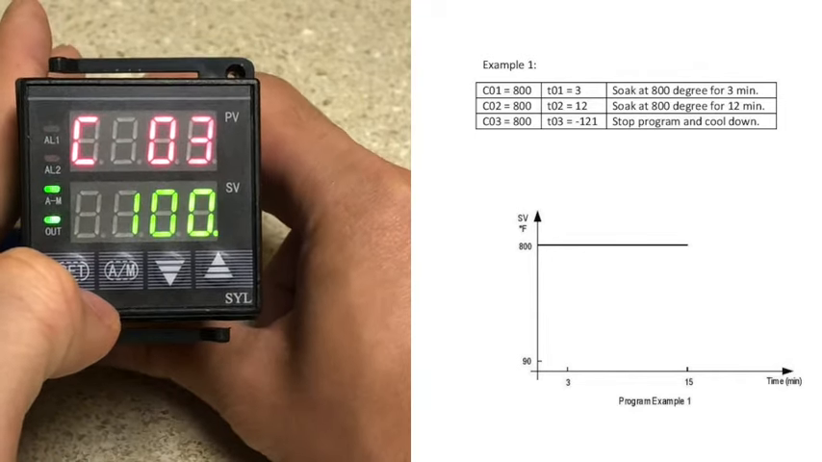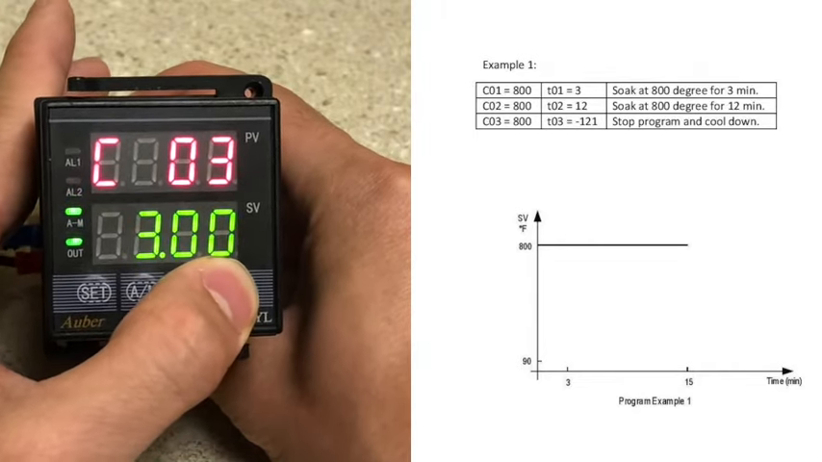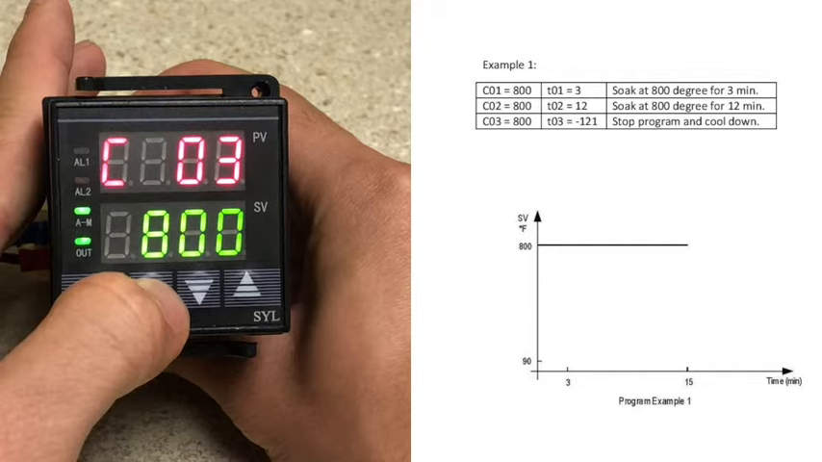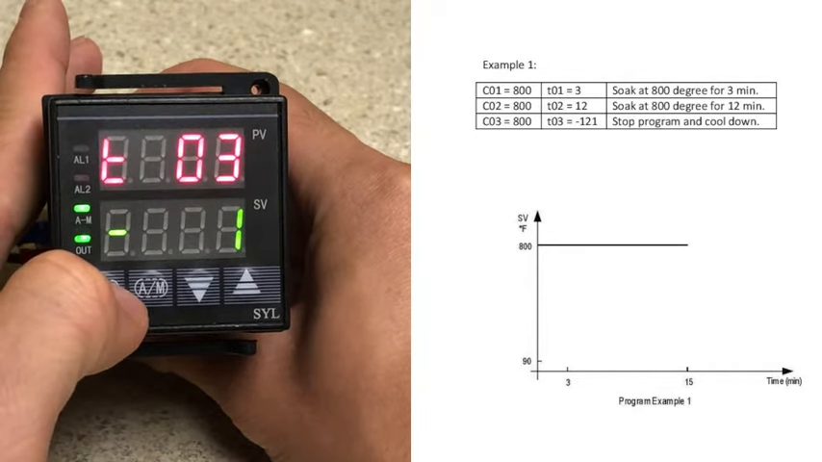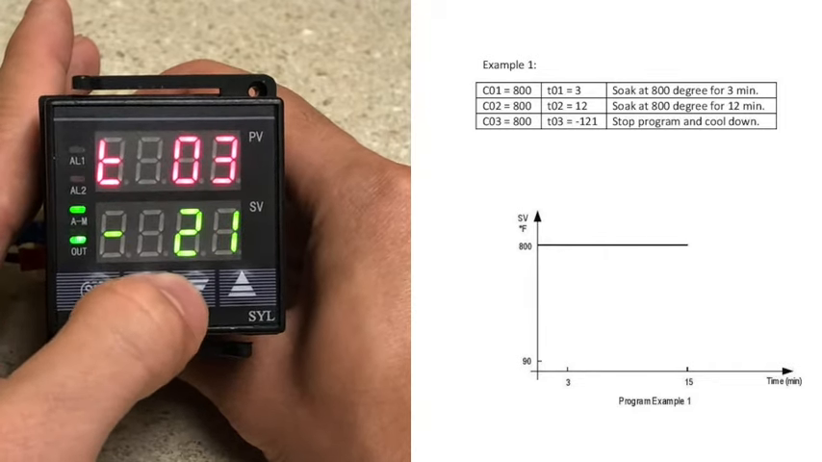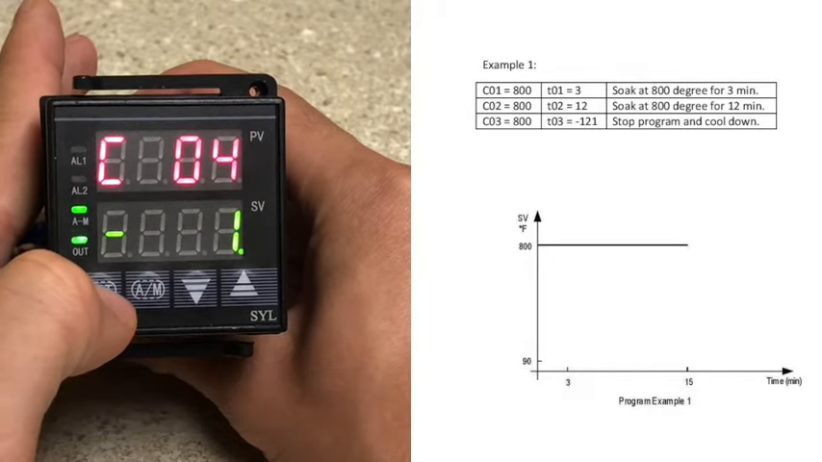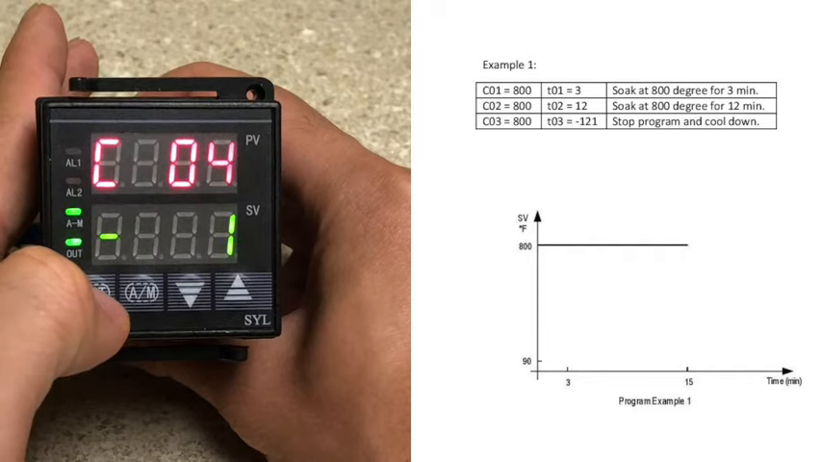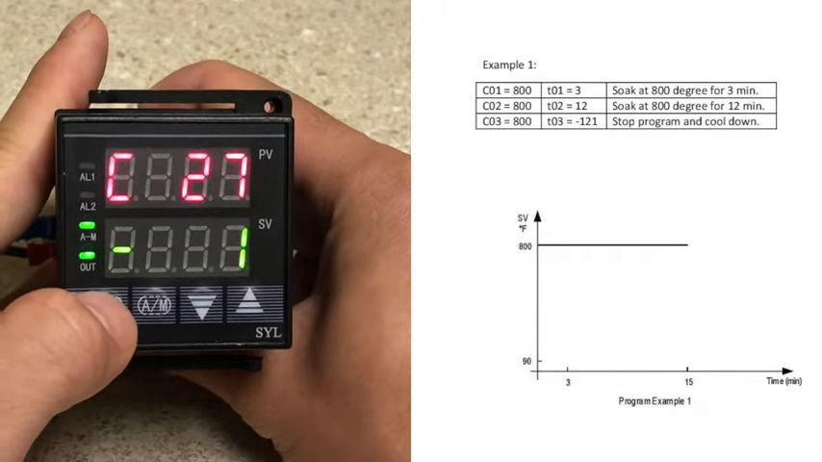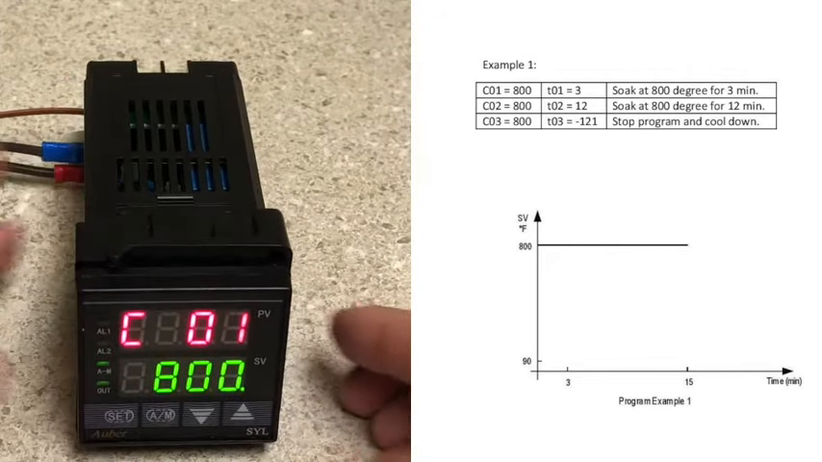I'm going to change C3 to 800. I'm going to change T3 to negative 121. And I'm just going to make sure all the rest of the unused steps are either at -1 or 0. Alright, perfect. So now I'm going to start the program.